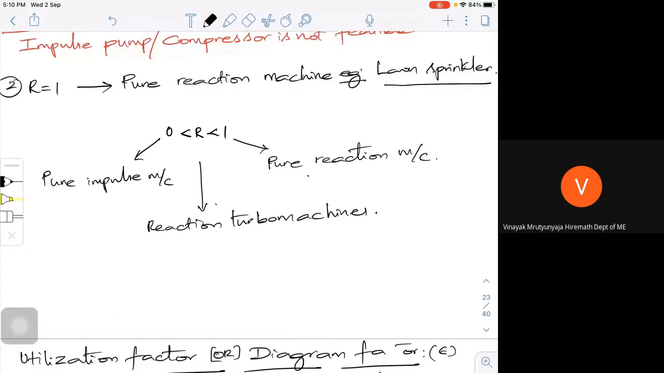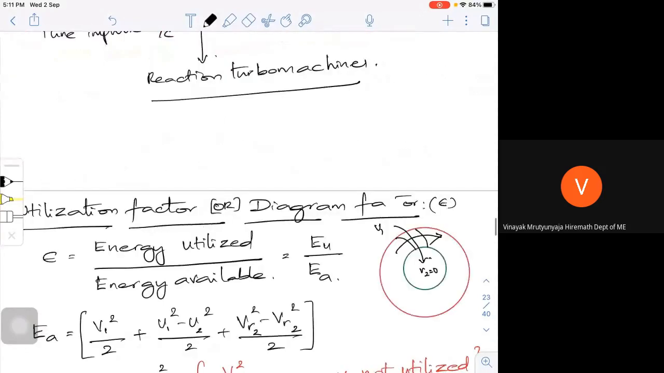So if it has to be a turbine, this number should be between 0 and 1. So a pure reaction machine, a pure impulse machine, and in between we have the reaction turbo machines. Is that clear? Okay. So we'll discuss one more factor, what is called the utilization factor.